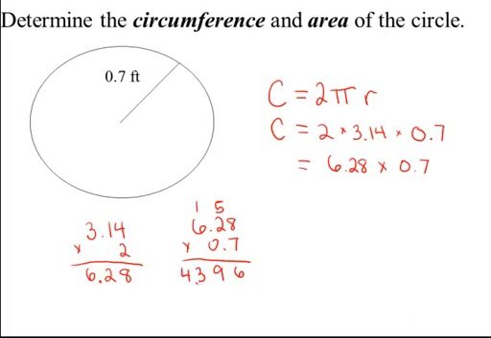I move over a total of 3 decimal places in my answer, since 6.28 had 2 digits to the right of the decimal place and 0.7 had 1 digit to the right of the decimal place. So I find that the circumference is 4.396 feet.